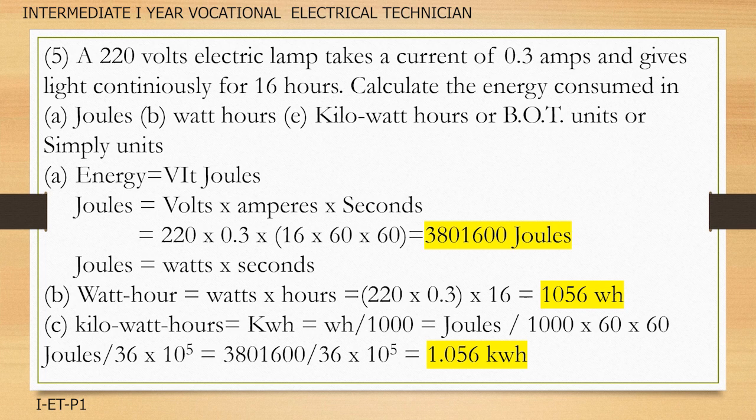Next C, kilowatt hours. kWh equals Wh by 1000, that equals joules by 1000 into 60 into 60, that is joules by 36 into 10 to the power of 5. That equals 38 lakhs 1600 by 36 into 10 to the power of 5, that equals 1.056 kilowatt hours.